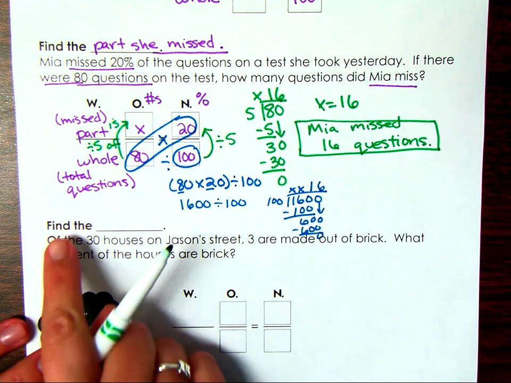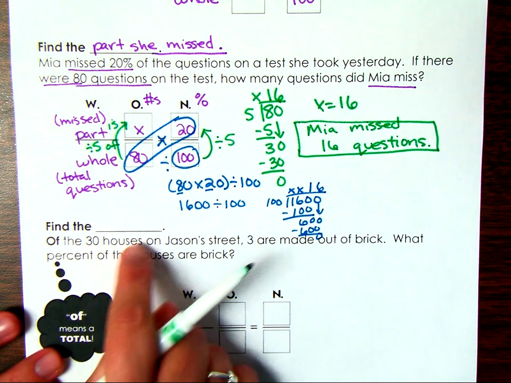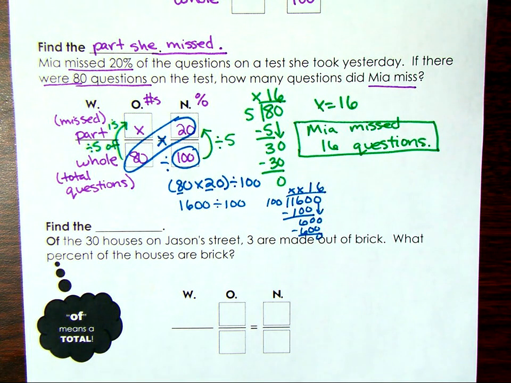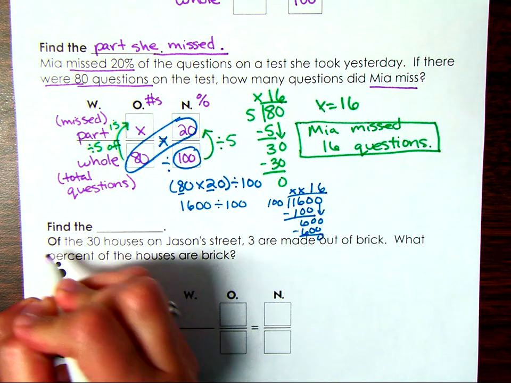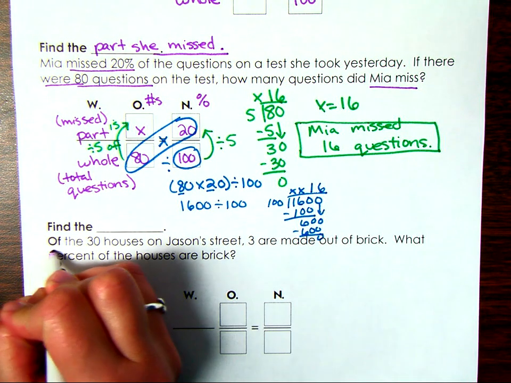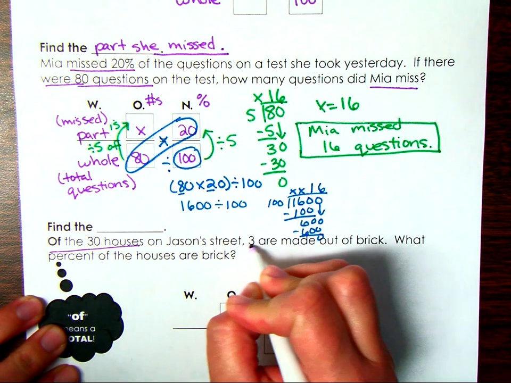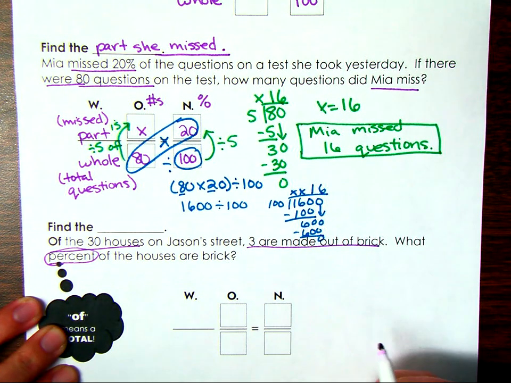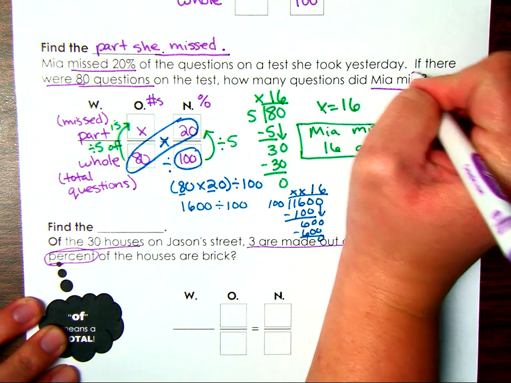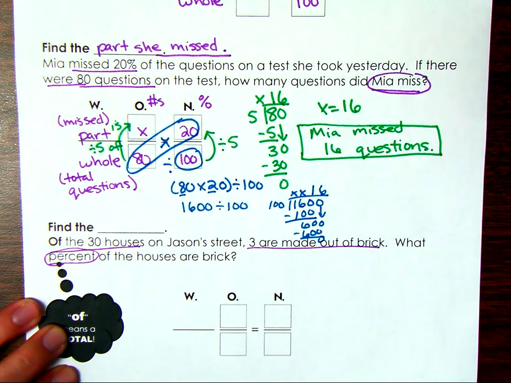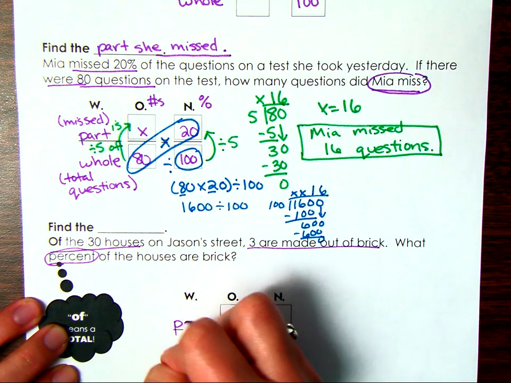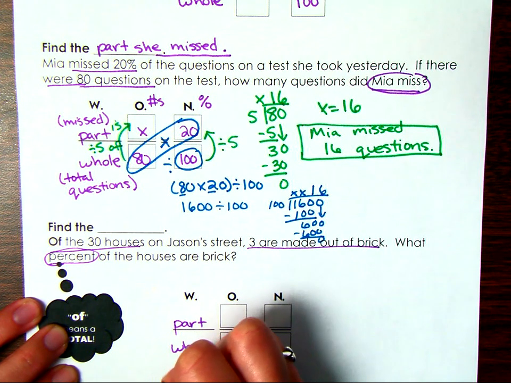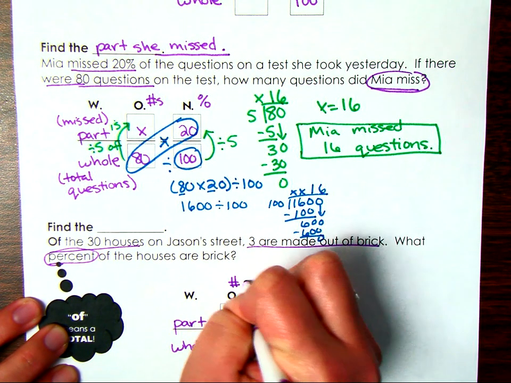All right, so we're either going to find the part or the whole, but let's see what we look at. It says, of the 30 houses on Jason's street, 3 are made out of brick. What percent are made out of brick? So let's underline some key phrases. Of the 30 houses, 3 are made out of brick. What percent? That's what we're trying to figure out. This one was trying to figure out how many did she miss. So we always know it's going to be part, whole, numbers, percent.